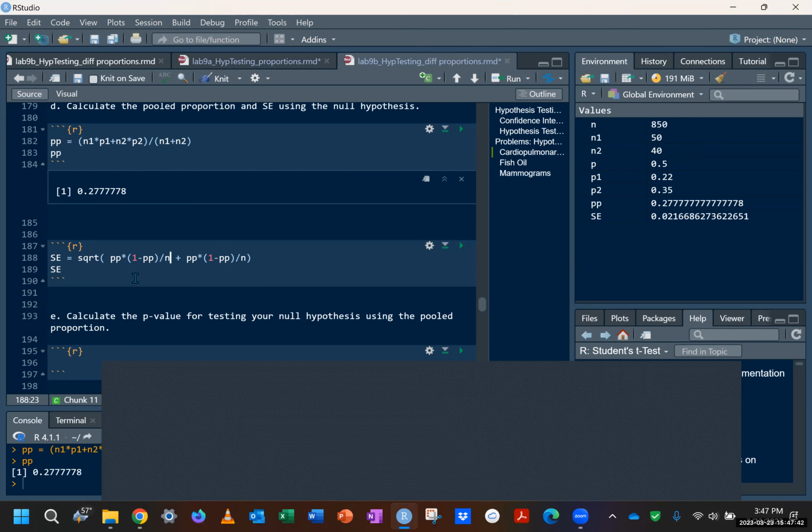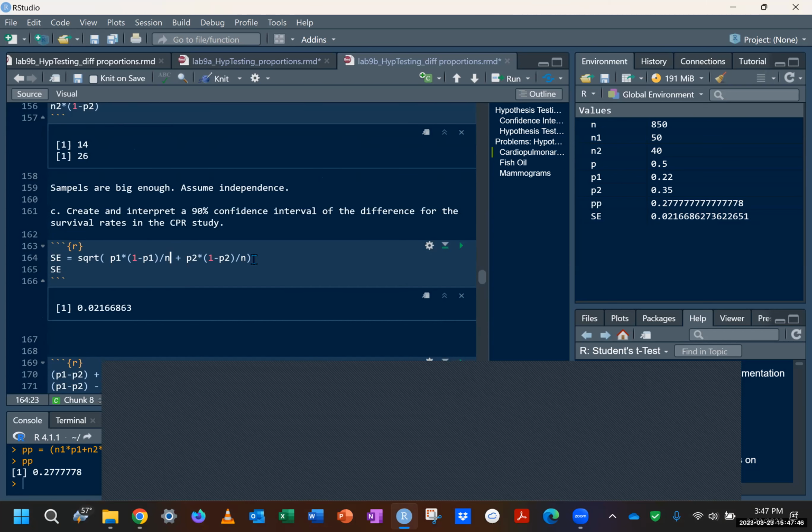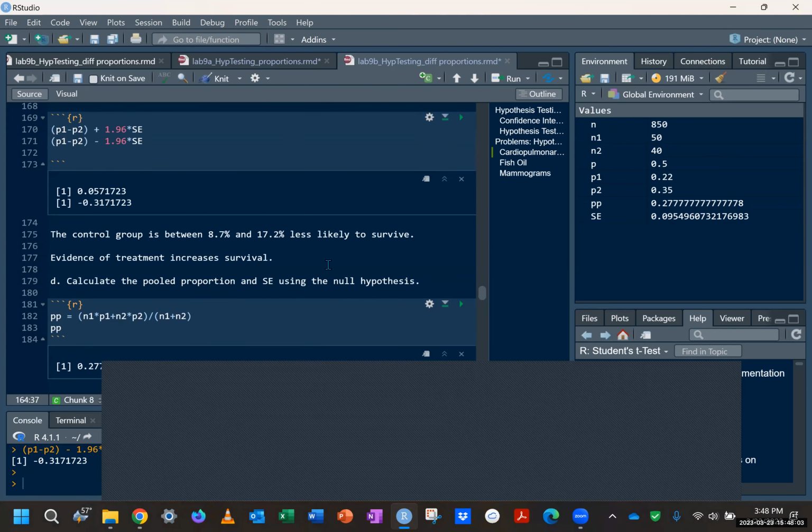Ooh, but I made a mistake here. I should say N1 and N2. Oh my goodness, that's going to change my answer. So notice, from the previous lab, I was using N, and I found out that I was using the wrong numbers there. So that changes my answer slightly. Let's fix that.